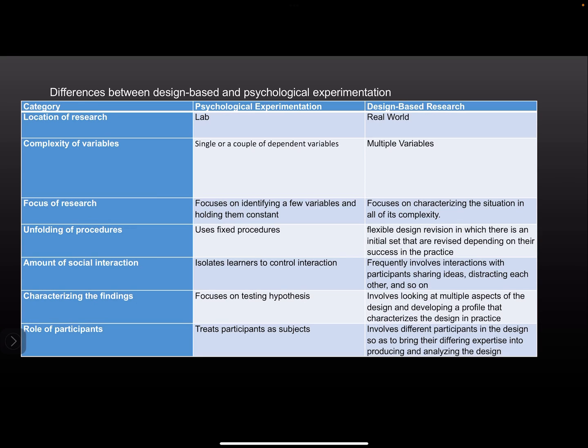When we characterize the findings, in psychological experimentation we're going to focus on testing the hypothesis, whereas in design-based research we're looking at multiple aspects of the design and developing a profile that characterizes the design in practice. The role of the participants: in psychological experimentation you treat the participants as subjects, whereas design-based research involves different participants in the design so as to bring their differing expertise into producing and analyzing the design.